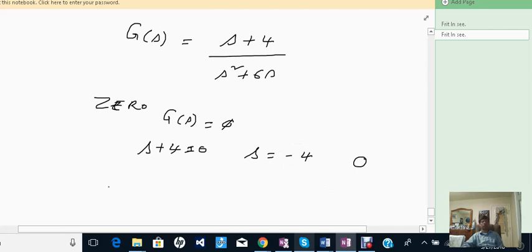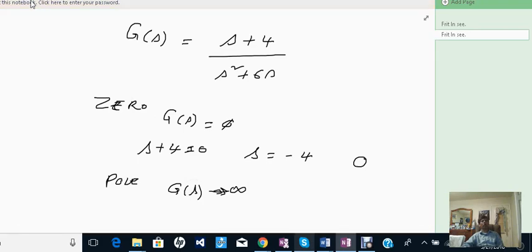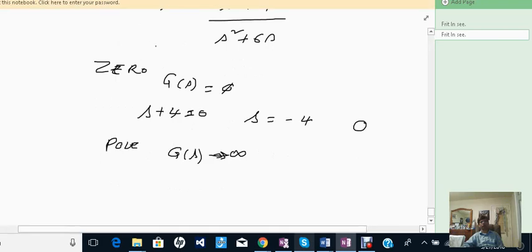Now what in the world is a pole? Well, a pole is whatever makes the transfer function go to infinity. So what will make G of s go to infinity? Well, G of s could be at infinity obviously when the denominator is equal to 0. Anything divided by 0, if you recall from your math course, will make it infinity. So the only way we could do that is when s squared plus 6s is equal to 0.